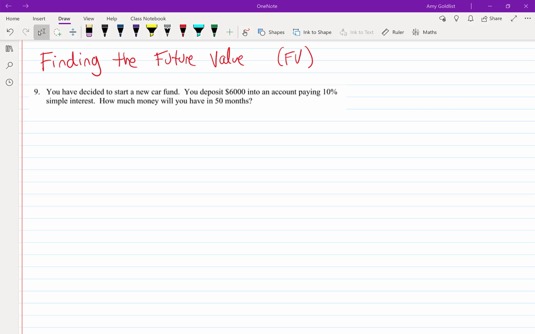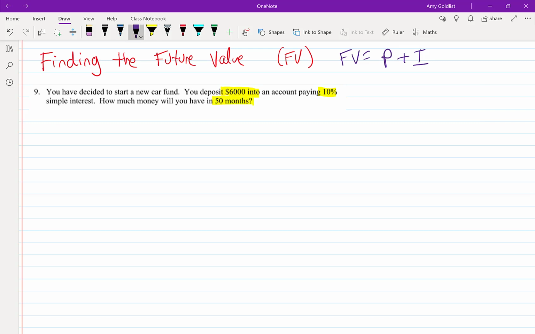Okay, finally, we're ready to solve for the future value. The future value is the principal plus the interest, how much money we have in the future. You've decided to start a new car fund. You deposit $6,000 into an account paying 10% simple. How much money will you have in 50 months?